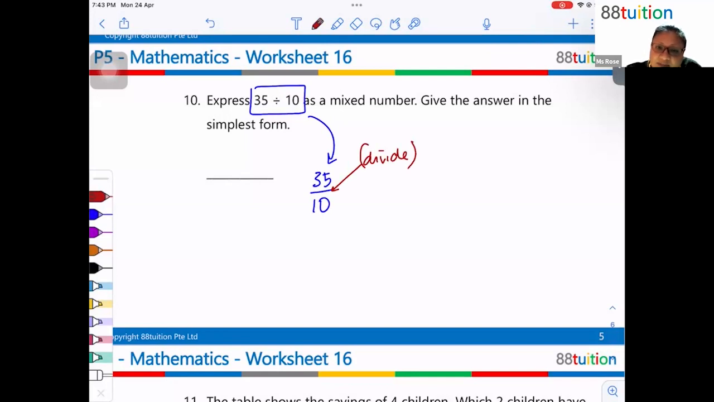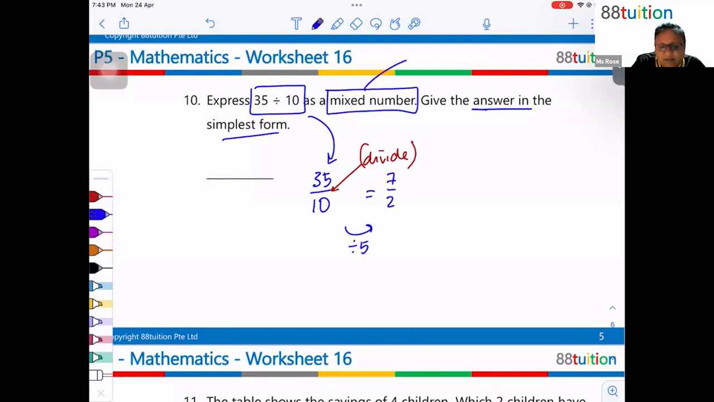So if I were to write it down this way and then simplify my answer, what is the common number that I can divide both the numerator and denominator? Very good, thank you. So I divide by 5, I'll get 7/2. Now, I need to write it down in terms of a mixed number.